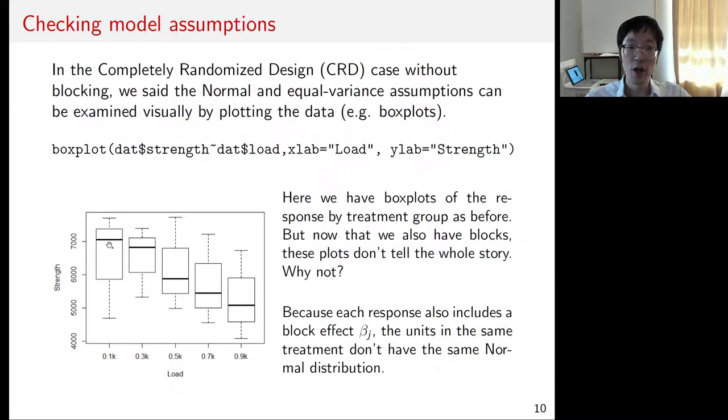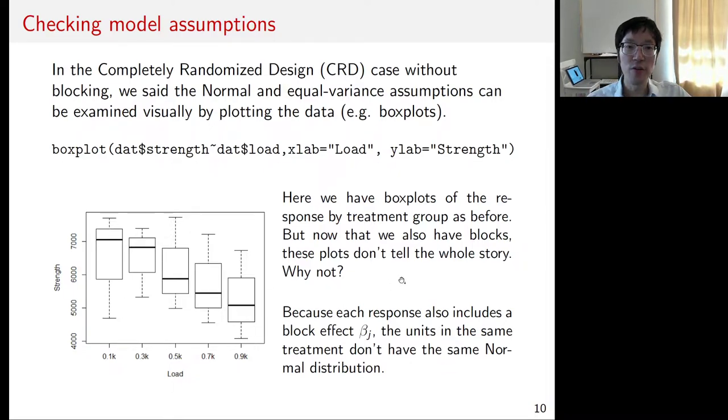Therefore, the 3 units assigned to load level 100 do not have the same normal distribution. In fact, they are 3 normal distributions with 3 different means. So the box plot itself doesn't tell us the whole story about whether the equal variance assumption is sensible. It would if all the observations had the same mean, but here they do not because of the block effect.